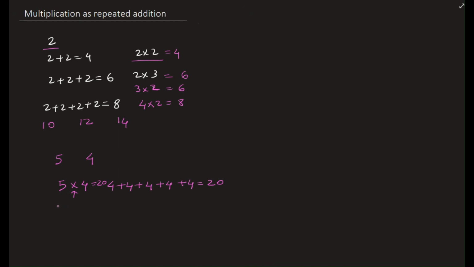5 times 4 is the same thing as 4 times 5. This also equals 20, and this is the same thing as 5 plus 5 plus 5 plus 5, which equals 20. So I denote the multiplication with a cross sign in between. This is multiplication, 4 times 5.